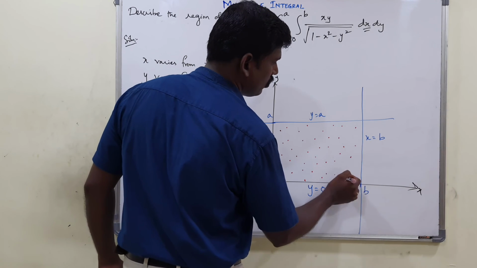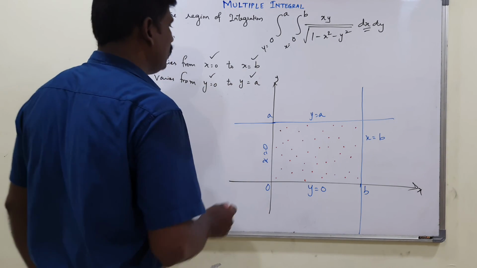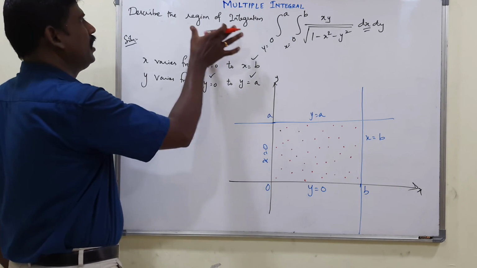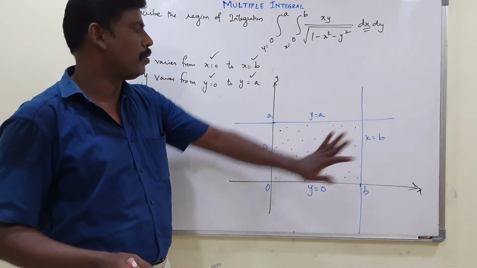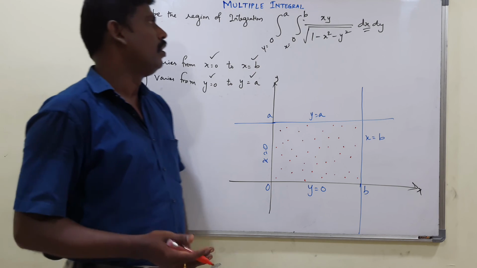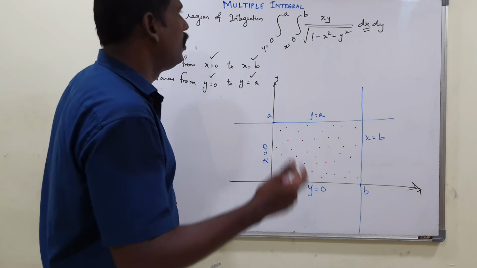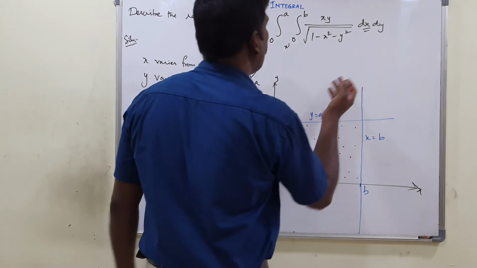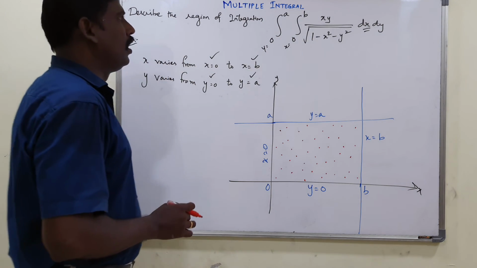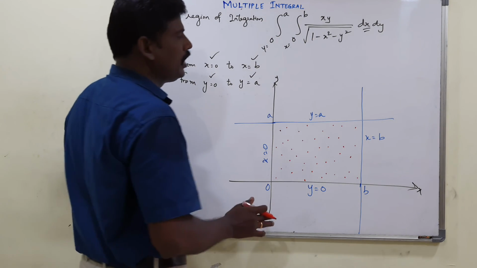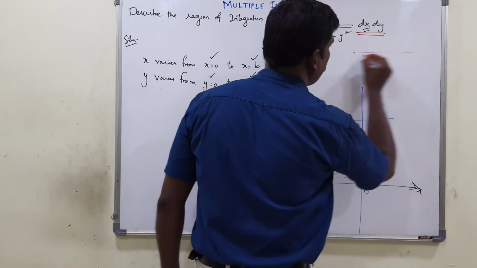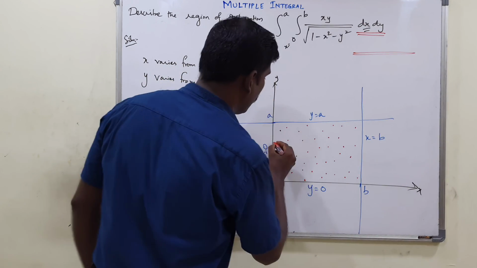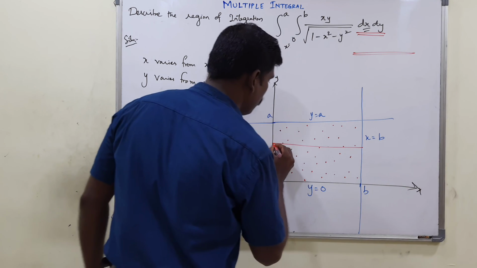That's all, right? What will they ask? Just describe the region of integration. So you can start this problem up to this point. Now some more steps on how the limits are given based on the region of integration. Here it is dx dy, so the horizontal strip is taken in the problem. Draw a horizontal strip in the region.